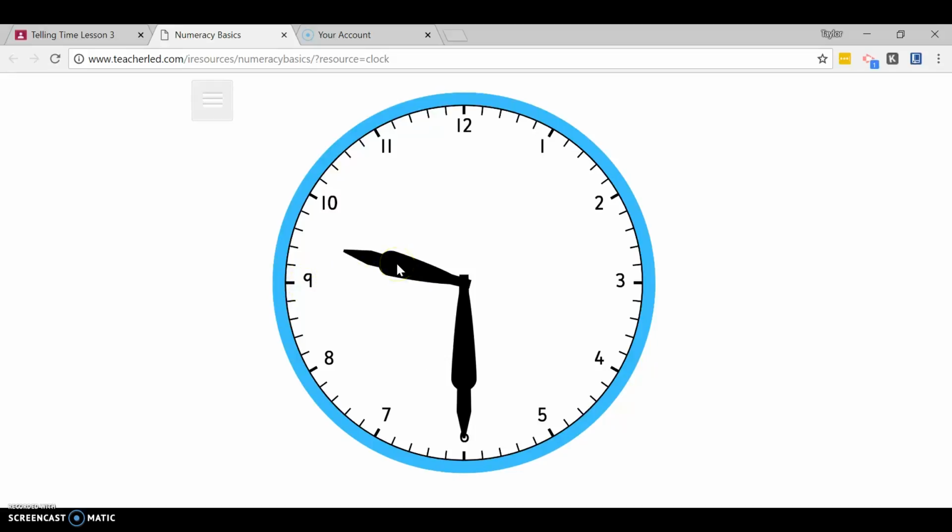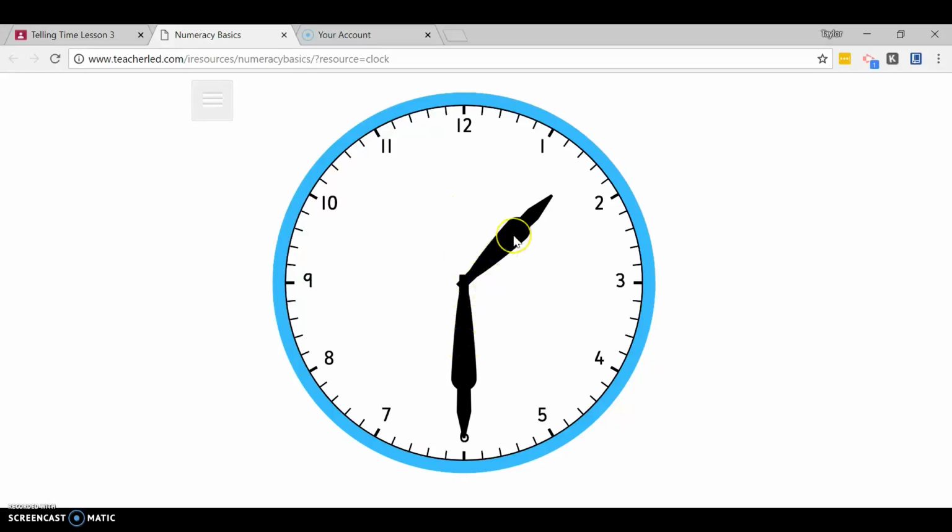Let's do 1:30. You move your hand to the 1, and remember it's got to go a little bit forward, so if it goes backwards, it would be 1:30. So remember, we're not moving our minute hand at all because it's staying on the 30. This is the half hour.